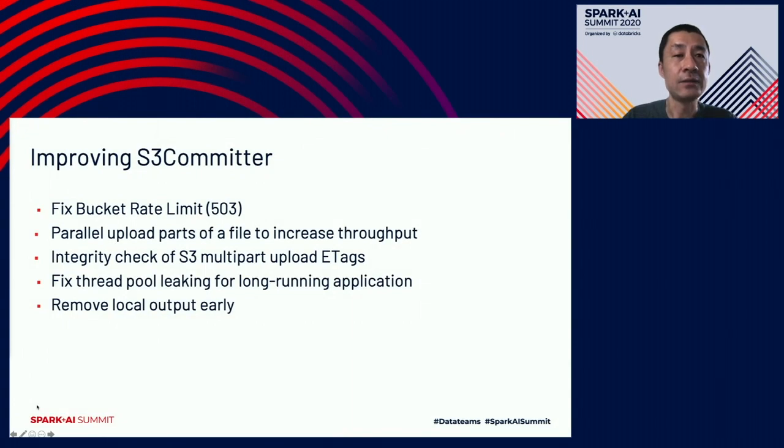Here is a list of improvements we made on top of the Netflix S3 committer. Besides rate limit and parallel part file uploads we just mentioned, we also added the e-tag check for multipart upload to make sure of the integrity of the file. We fixed the thread pool leaking for long-running applications. We also removed the local output generated by the task as soon as the upload part is finished, so we can save local disk usage.